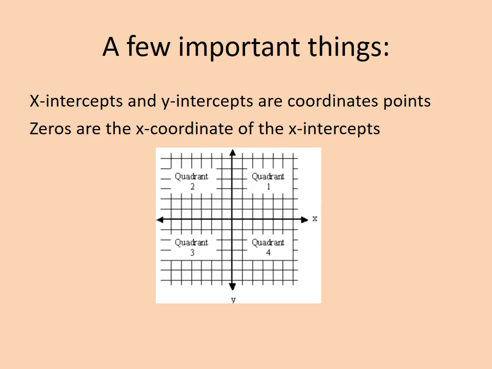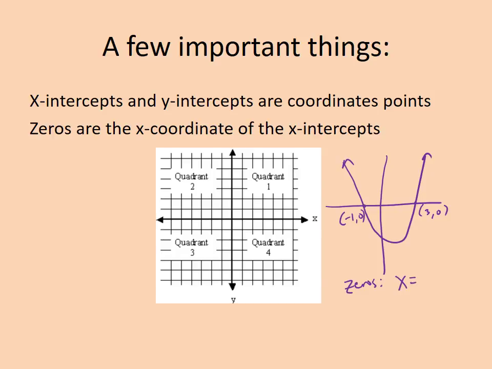A few important things that you'll need to remember for this lesson. If you have a parabola with the following x-intercepts, (-1, 0) and (3, 0), the x-intercepts will be (-1, 0) and (3, 0), but the zeros will just be x equals -1 and 3. The zeros are always the x-coordinates of the x-intercepts.